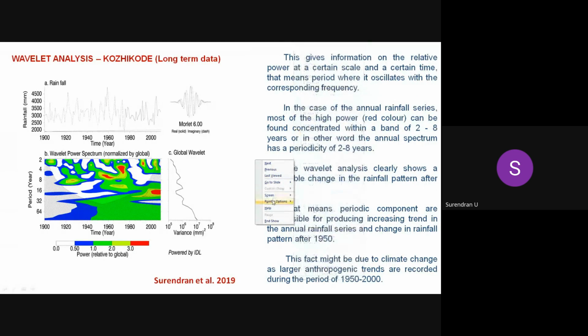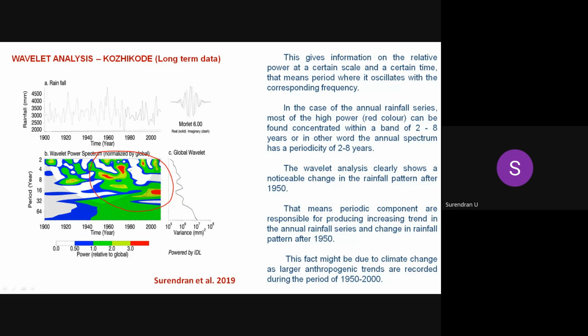Initially we went for the climatic analysis, and you can see from this particular image, from this portion onwards, after the 1960s, there is a lot of change. This is one sample data we are showing for Kerala. We have done this for almost 120 years.